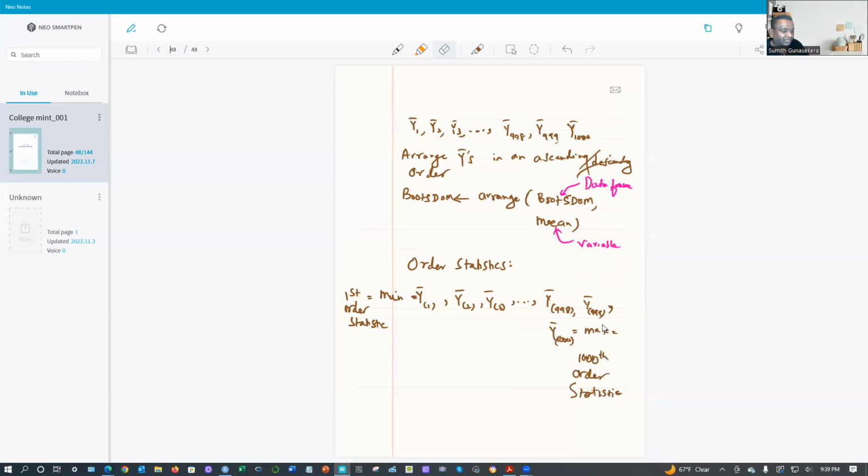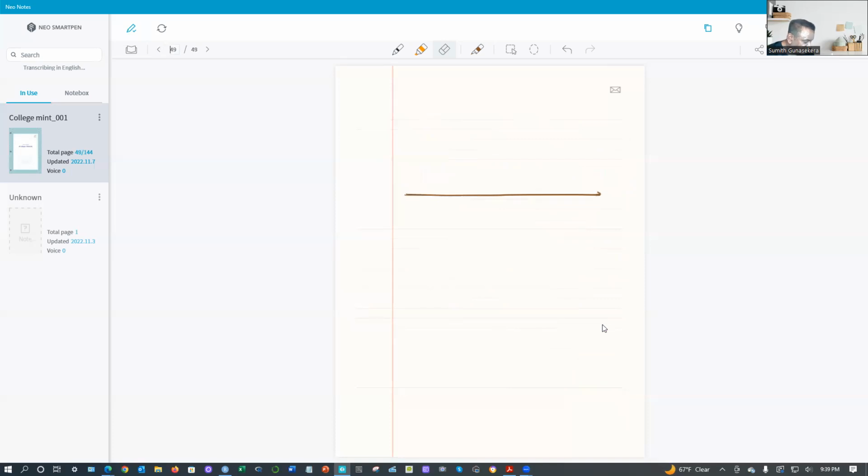Now what I'm going to do, I don't need the critical value. You saw that one Y bar being arranged. So I'm going to start from here: Y bar 1, Y bar 2, then Y bar 3, dot, dot, dot, then Y bar 998, Y bar 999, and Y bar 1000.